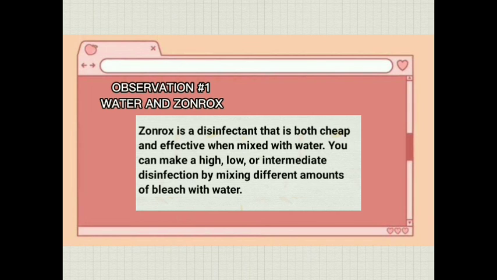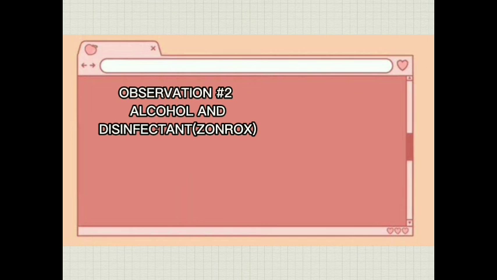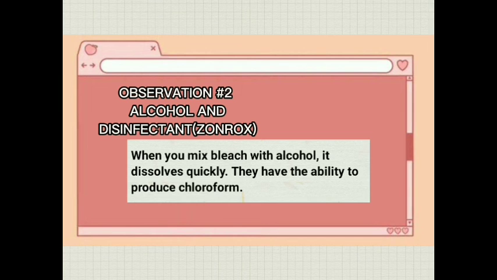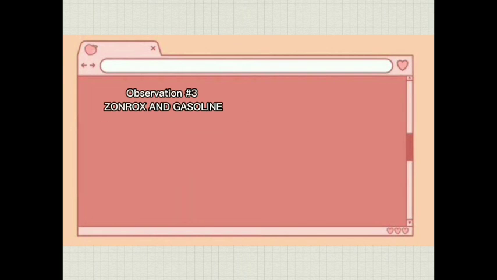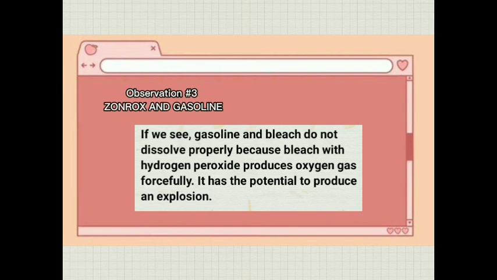Observation number 1. Water and Zonrox. Zonrox is a disinfectant that is both cheap and effective when mixed with water. You can make a high, low, or intermediate disinfection by mixing different amounts of bleach with water. Observation number 2. Alcohol and disinfectant. When you mix bleach with alcohol, it dissolves quickly. They have the ability to produce chloroform. Observation number 3. Zonrox and gasoline. Gasoline and bleach do not dissolve properly because bleach with hydrogen peroxide produces oxygen gas forcefully. It has the potential to produce an explosion.